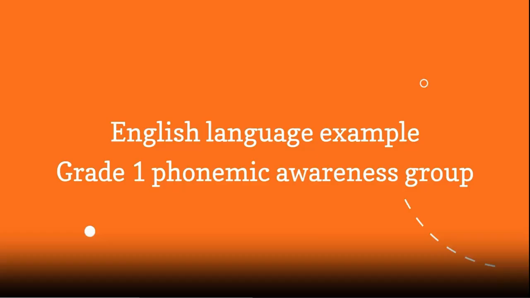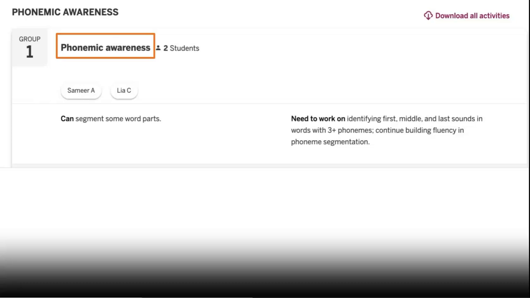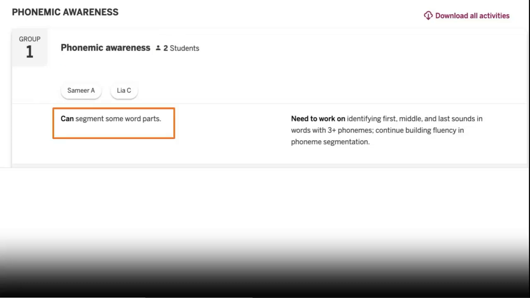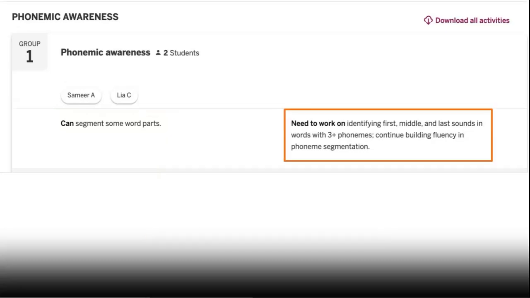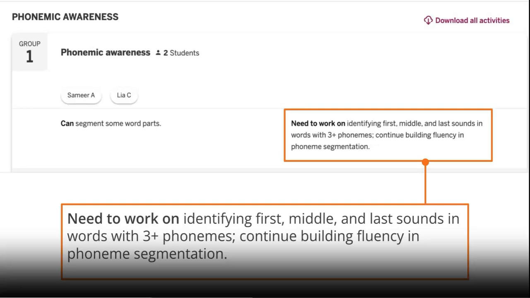Let's turn to another Grade 1 example. These first grade students are in a group named Phonemic Awareness. These students can segment some word parts, and they need to work on identifying first, middle, and last sounds in words with 3+ phonemes, and continue building fluency in phoneme segmentation.